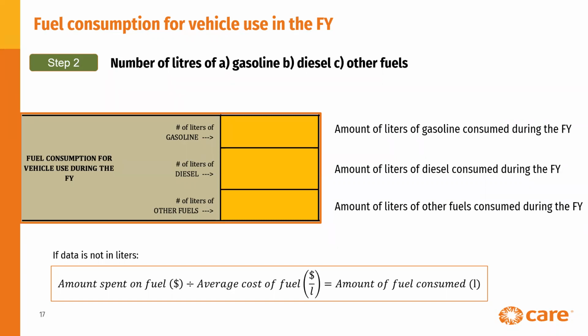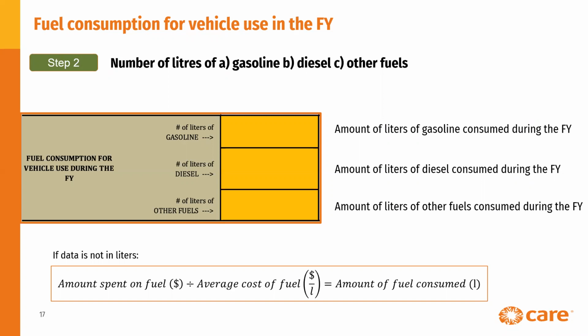If not, you will have to convert your value into liters first. You will most likely have this data in terms of amounts spent on fuel in the fiscal year. So in order to proceed, you will have to divide the amount spent, which is likely to be in US dollars, euros, or any local currency, by the average cost of gasoline, diesel, or the other fuel, which would be in currency per liter of that fiscal year. If you have this data, then you must divide the amount spent on fuel by the average cost of fuel to get an amount of fuel consumed in liters, and this is shown here in the orange box, this calculation here.